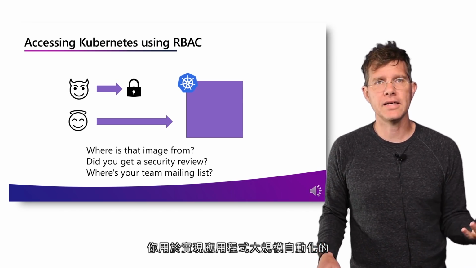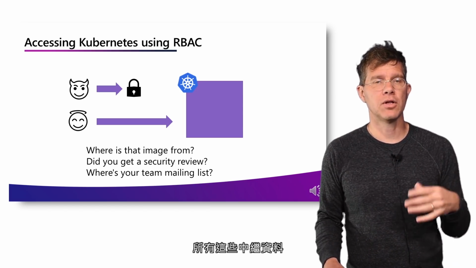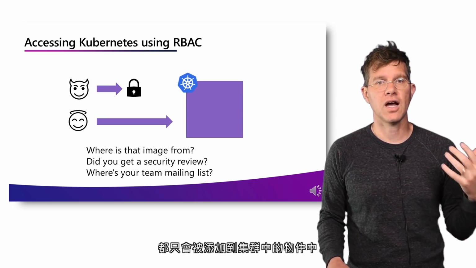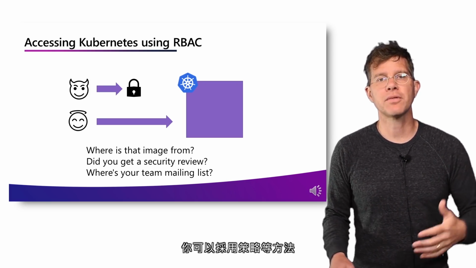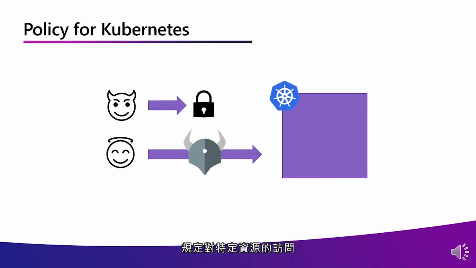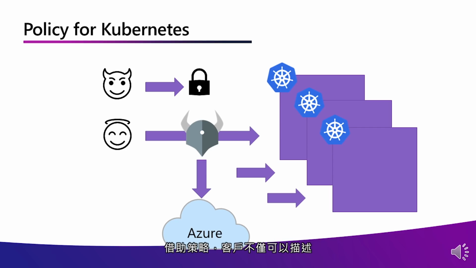All of that kind of metadata that you want to be able to enable large-scale automation of your application only will get added to the objects in your cluster if you use something like policy to enforce not just access to particular resources, but the shape of those resources. And so policy is a critical component in addition to access control and in addition to identity that enables you to describe not just whether a resource can be created, not just whether someone can create a pod, but also what the shape of that pod looks like.